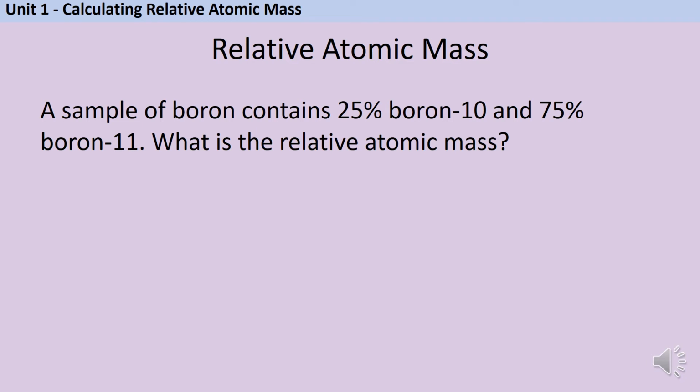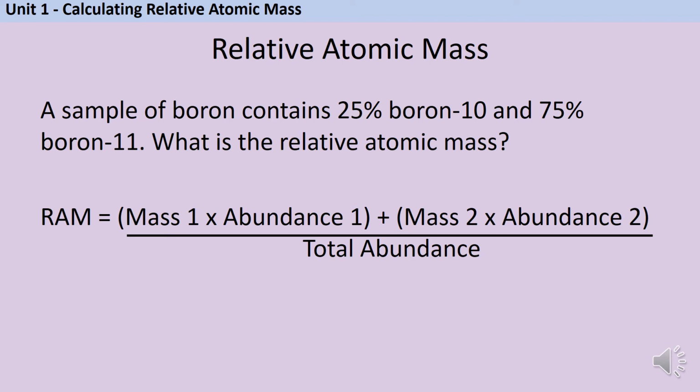Now there are a couple of different ways that we could approach this question, but I'm going to show you the longer one first because it's the one that will always work, whereas the second one will only work where you have percentage data. We do have percentage data here, but you might as well know the long method that will always work. So to calculate relative atomic mass, I take the mass of my first isotope and multiply it by the abundance, and then the mass of my second isotope and multiply it by the abundance, and then I divide by the total abundance, so the different abundances added together.